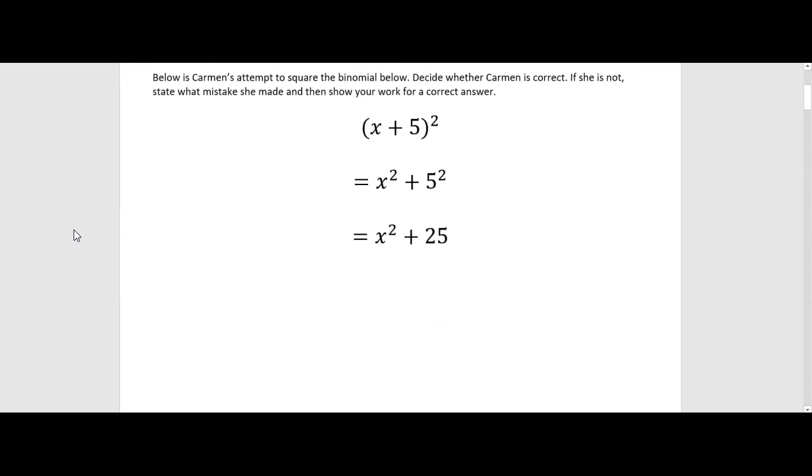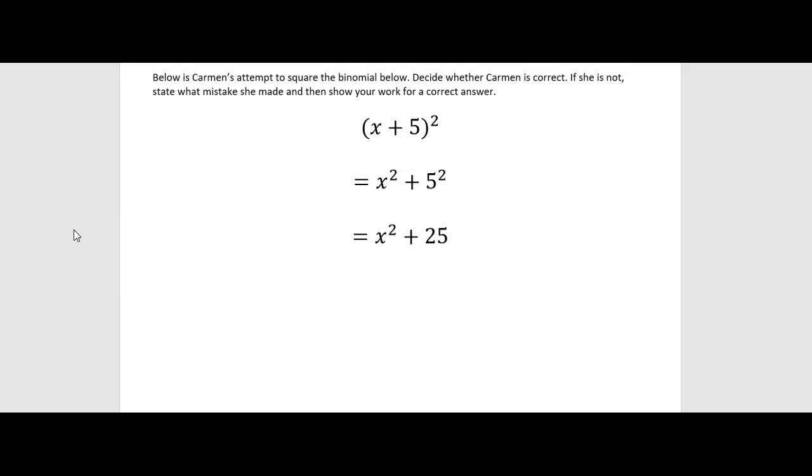It says, below is Carmen's attempt to square the binomial. Decide whether Carmen is correct. If she is not, state what mistake she made and show your work for a correct answer. All right, pause the video, take a minute or two, and see if you can find a mistake. And if so, maybe correct it and write what the correct answer should be. Maybe there's no mistake and you're just checking to make sure Carmen's work is correct.